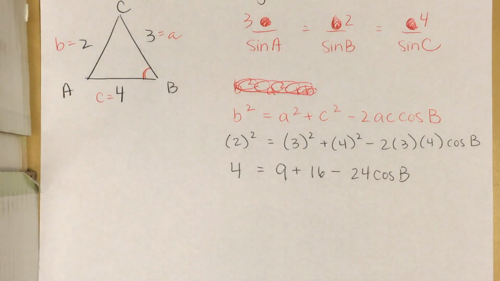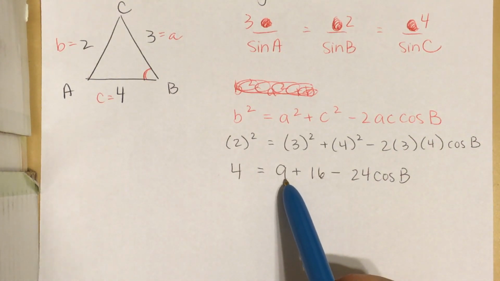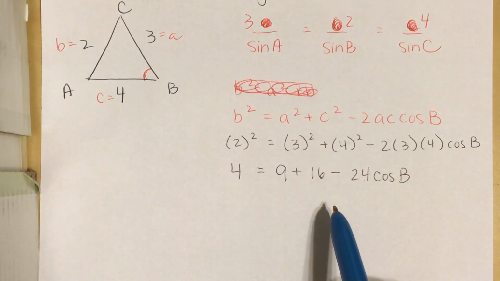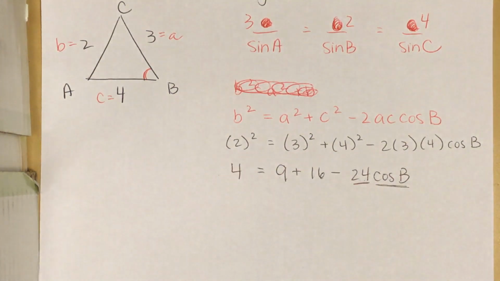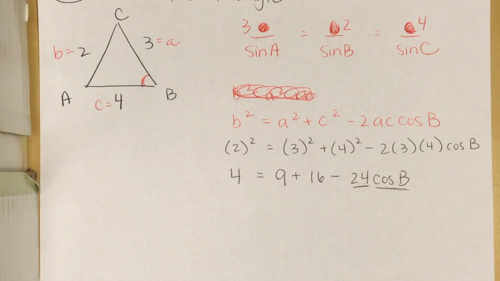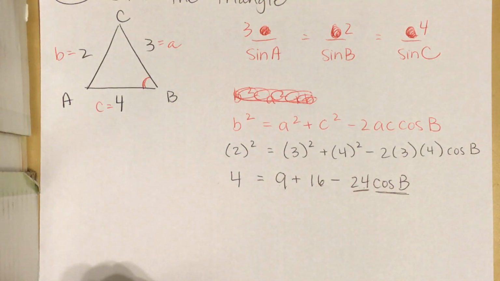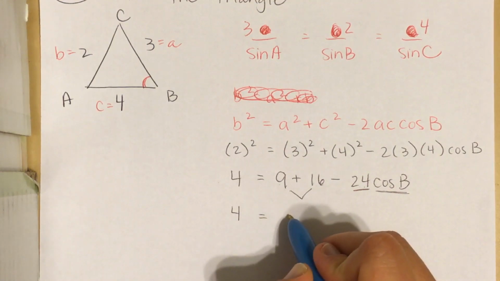Here is where most people get stuck, lost, mess up. A lot of times they try and combine all 3 of these numbers here, but that is not gonna work. This 24 is times cosine B. It has the cosine B attached to it, whereas 9 and 16 are just constant whole numbers. So do not combine 9, 16, and 24. That is wrong. Instead, you can combine the 9 and the 16 if you want.